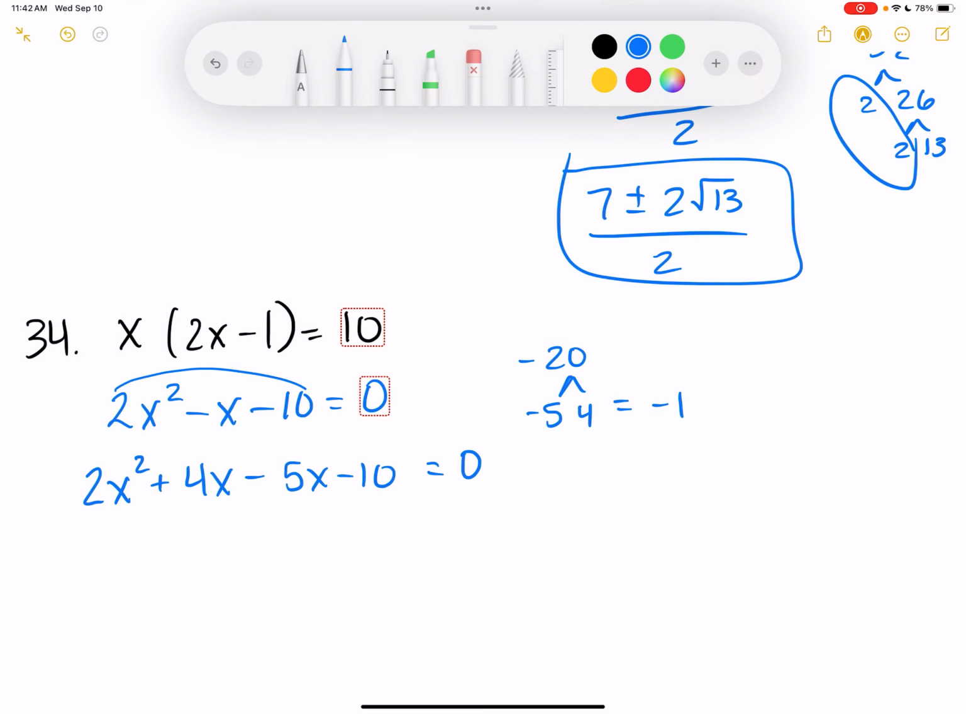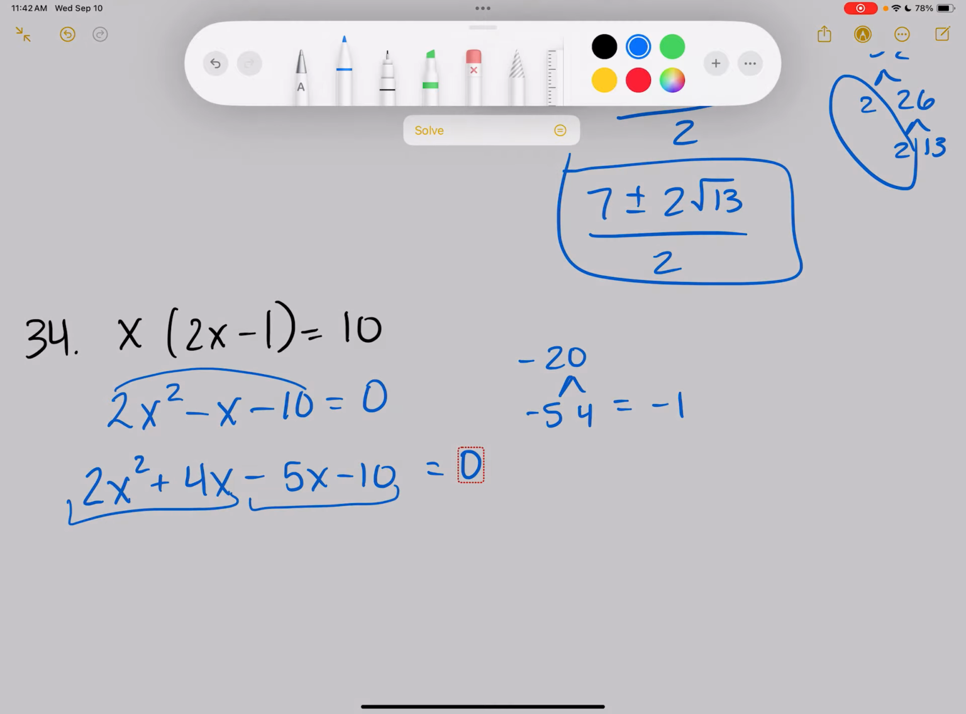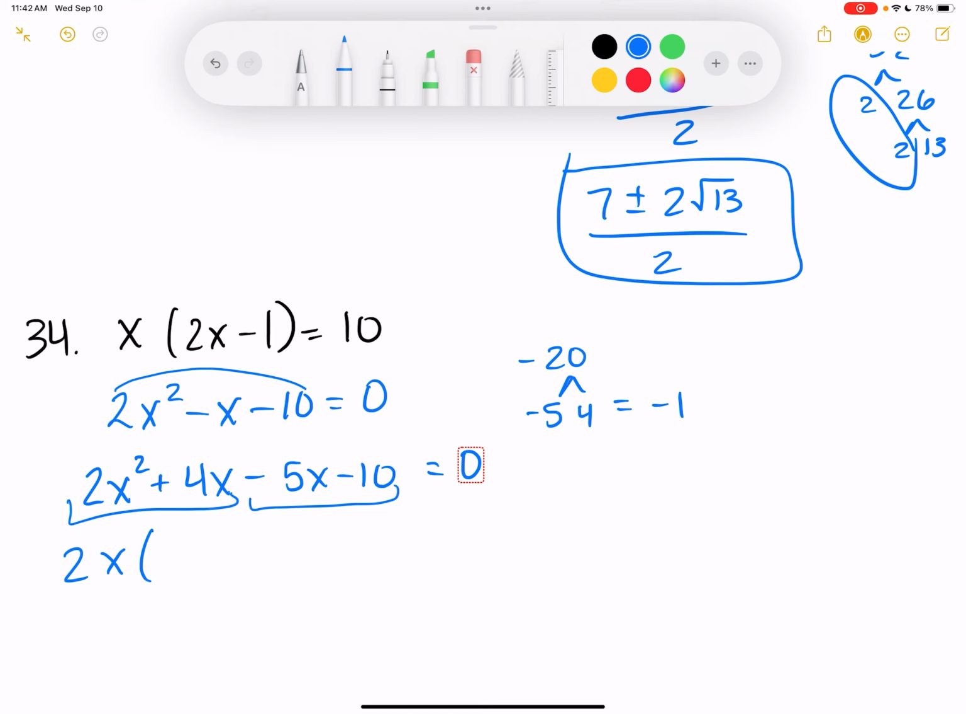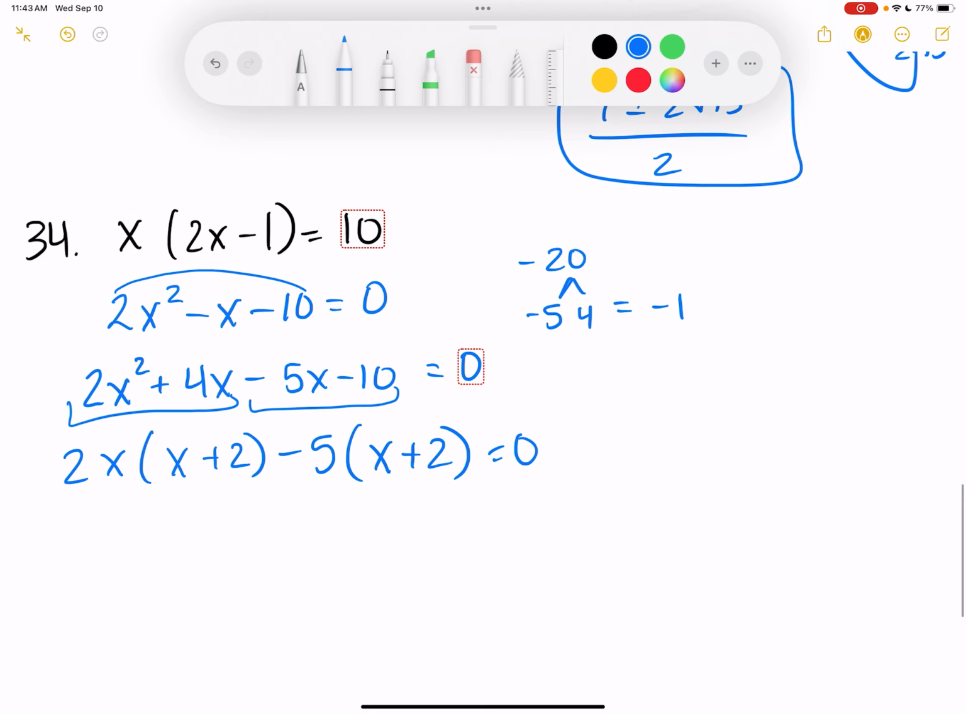Factor by grouping. What am I taking out of the first one? 2x. That leaves me with x plus 2. What am I taking out of this one? Negative 5. That leaves me with x plus 2. If I took out a positive 5, my signs would have been wrong. These have to match. So I've got 2x minus 5 times x plus 2.